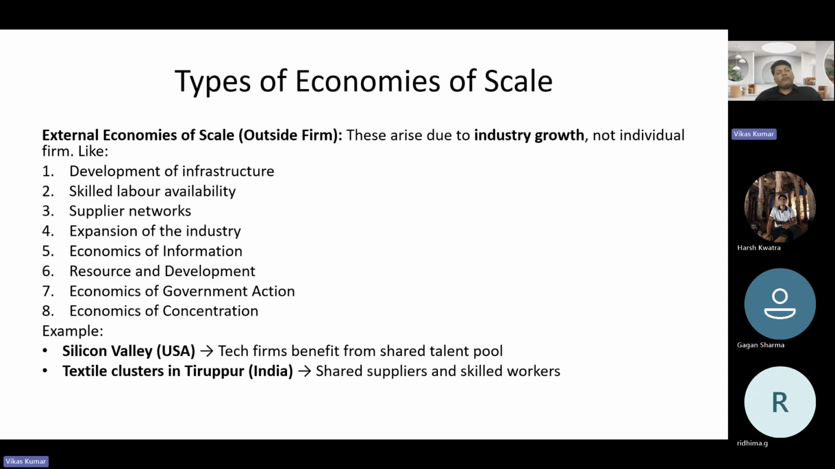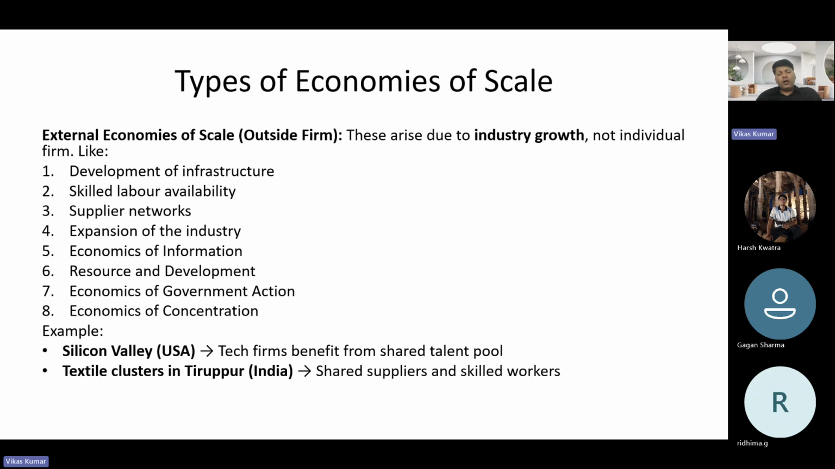And economics of concentration, which we can discuss with respect to skill level availability or the suppliers network. A large number of suppliers are available, a large number of skilled employees are available, and this will lead to the concentration of some kinds of firms within one area, as I have discussed with respect to the diamond industry in Surat, or the textile industry again in Surat, or petrochemicals in Gujarat or Maharashtra, or pharmaceuticals in Sikkim or Himachal Pradesh.